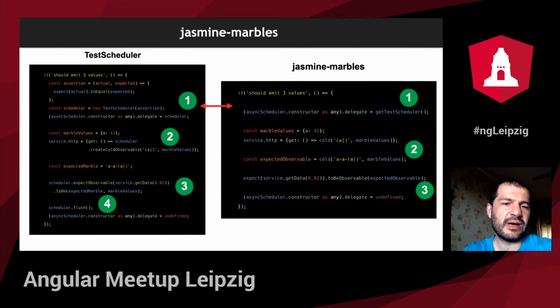Also, TestScheduler provides shorter helper function names. Compare create called observable from TestScheduler versus called function from jasmine-marbles. And the flush method is called implicitly by jasmine-marbles as well.